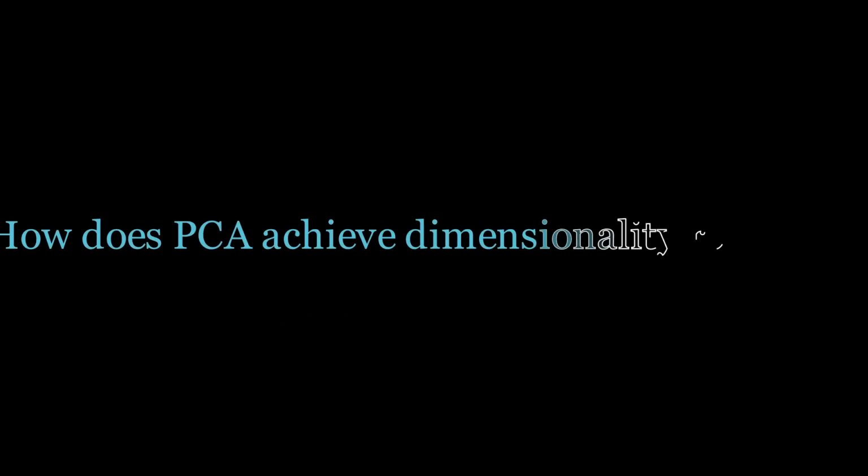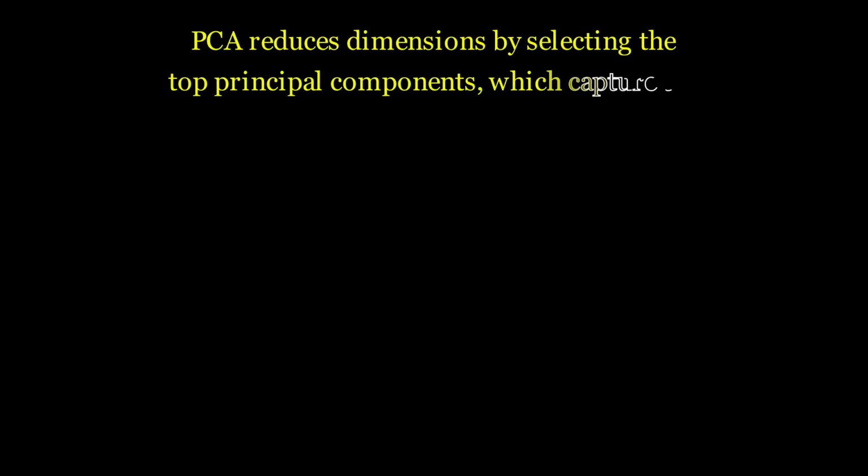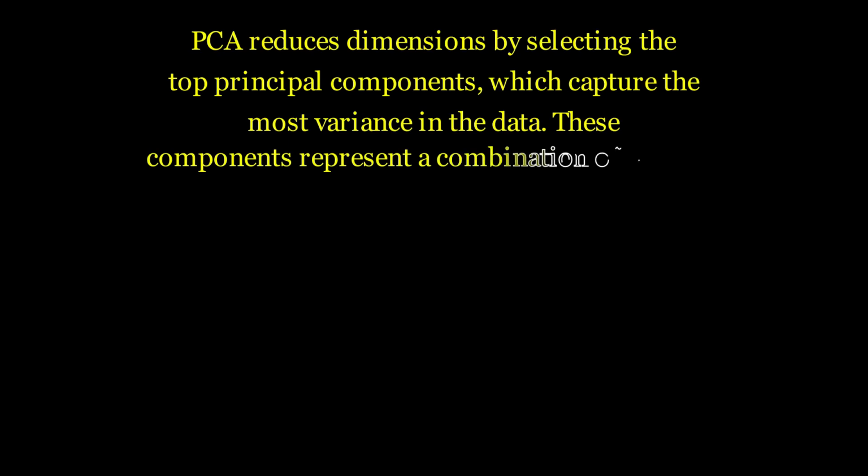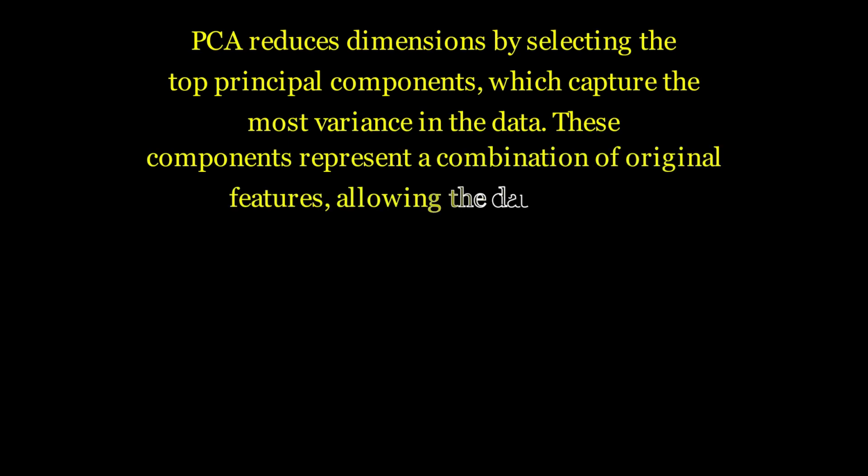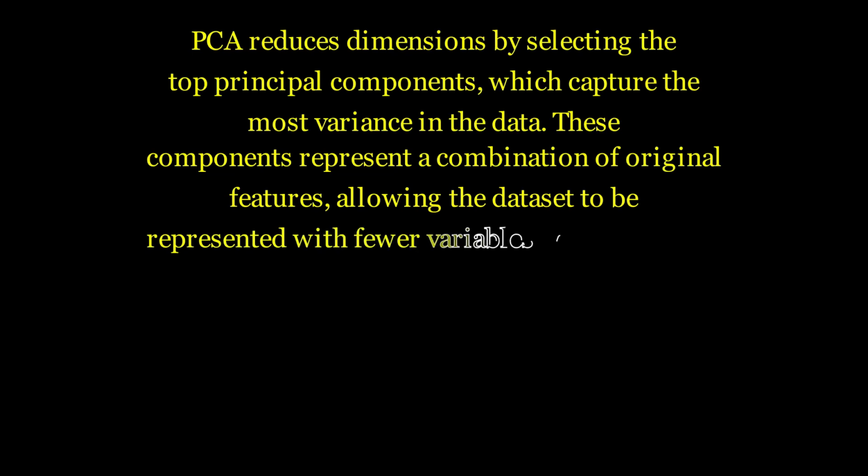How does PCA achieve dimensionality reduction? PCA reduces dimensions by selecting the top principal components which capture the most variance in the data. These components represent a combination of original features, allowing the dataset to be represented with fewer variables while retaining significant information.